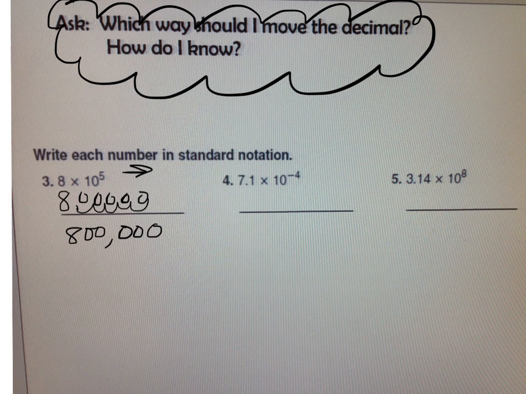All right, we'll do number 4 together. I'll leave number 5 for you to do on your own. Number 4, we have a negative exponent. That means our decimal is going to move to the left. It's going to move to the left 4 spaces.